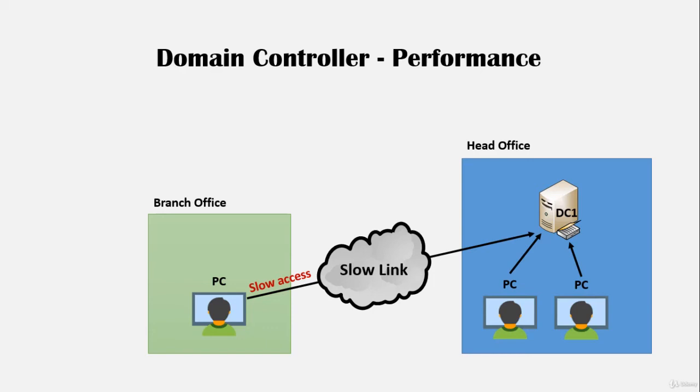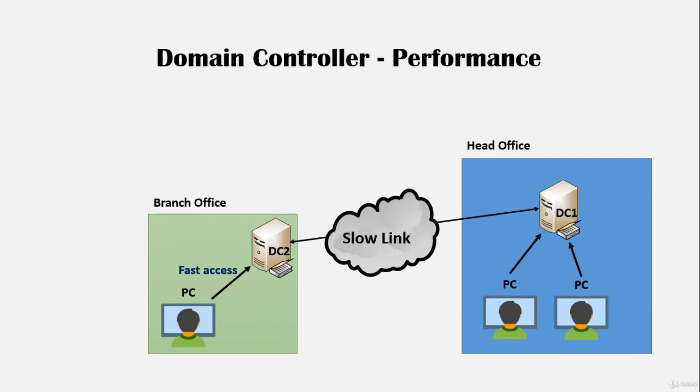Now, if you put a domain controller on the branch office, it allows users authentication on that local DC instead of requesting authentication on the head office DC. It's fast and decreases network traffic between locations.